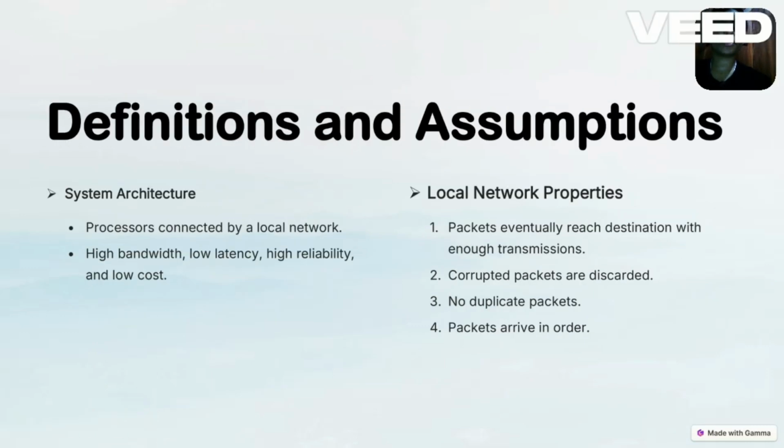Definition and assumptions. The system architecture is processors connected by a local network. It has high bandwidth, low latency, high reliability, and low cost. Local network properties: packets eventually reach their destinations with enough transmissions. Corrupted packets are discarded. There are no duplicated packets, and packets arrive in order.